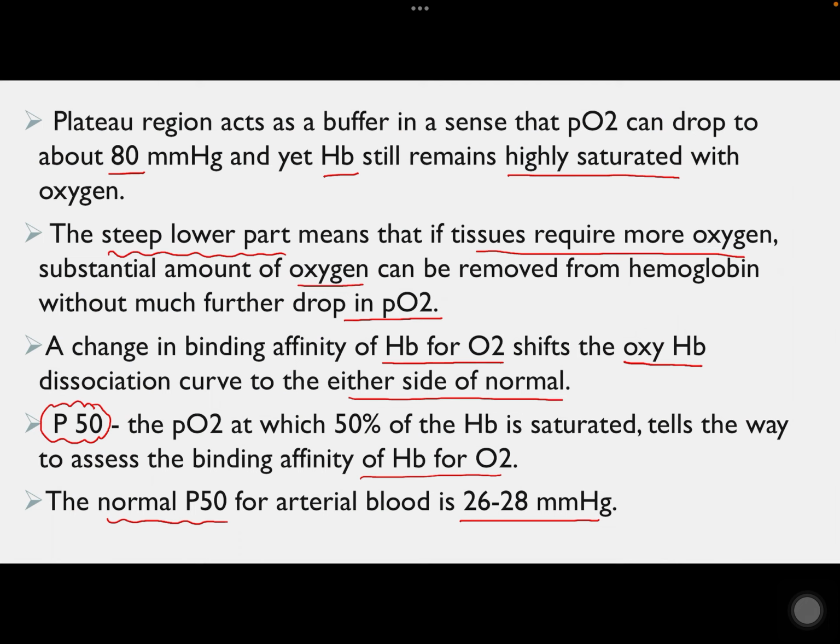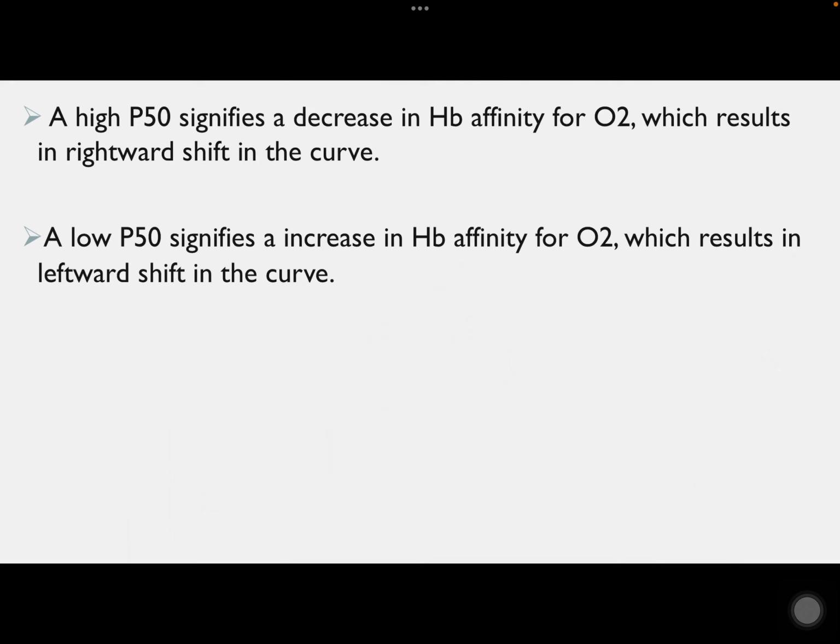So P50 is that particular point of partial pressure of oxygen at which 50% of hemoglobin is saturated, right? So that is telling us about the binding affinity of hemoglobin for oxygen. If the P50 is higher, there will be a decrease in hemoglobin affinity for oxygen. It is very simple. If, for example, these are the tissues, and the oxygen delivery has to happen in the tissues. So if this is the RBC, what is happening in the RBC? Hemoglobin is there, which is binding to oxygen.